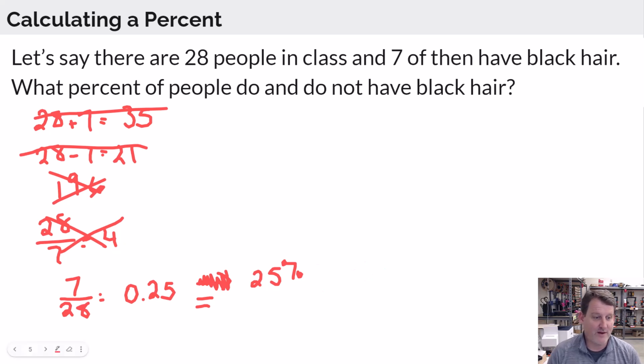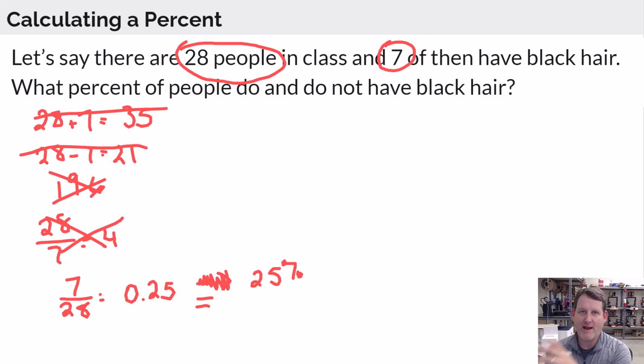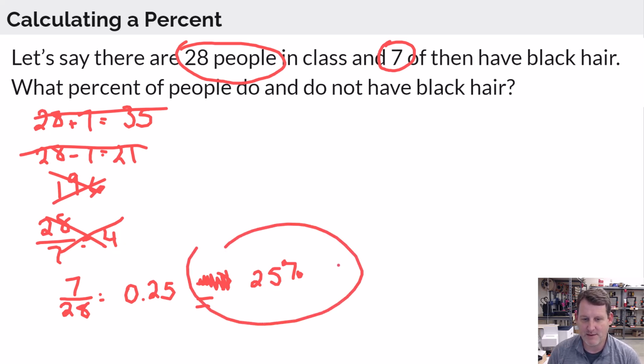All right, so if you look at here, the pattern that we're finding is that we take the part of it and we divide it by the whole. So this is all of the people, including these 7 people, and this is the part, the little subgroup that we want to look at. People with black hair, divide that by all the people, and that will give you a decimal number that corresponds to the correct percent. So there's our 25% people have black hair. Sorry, I have to work on my handwriting on this thing.